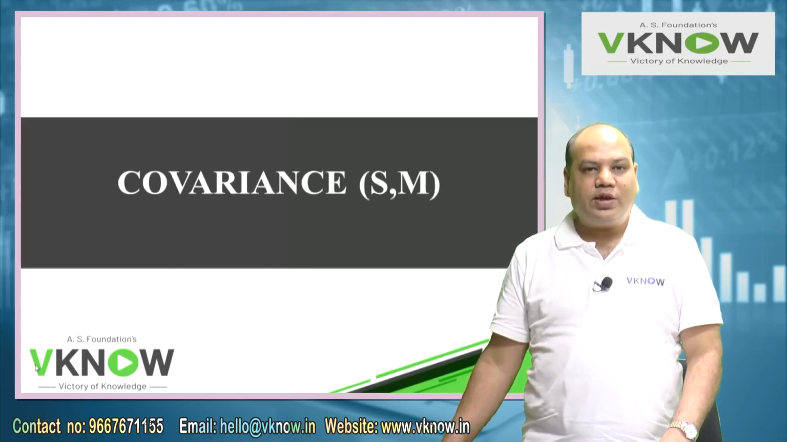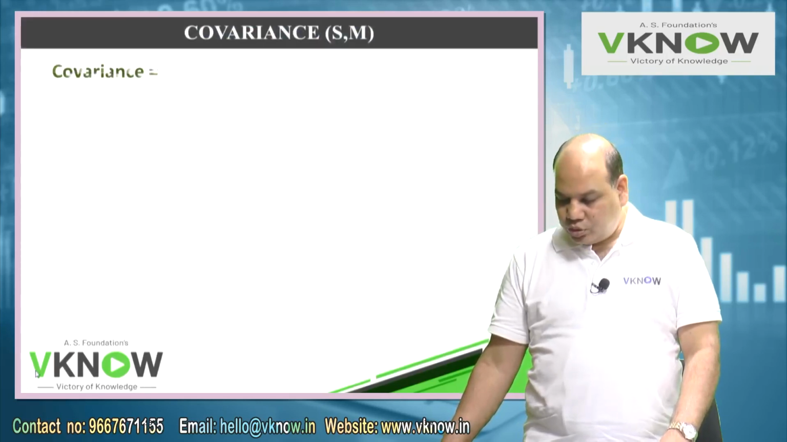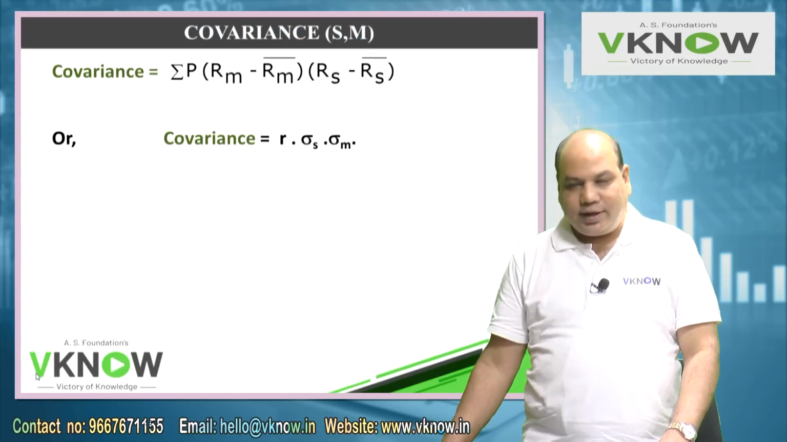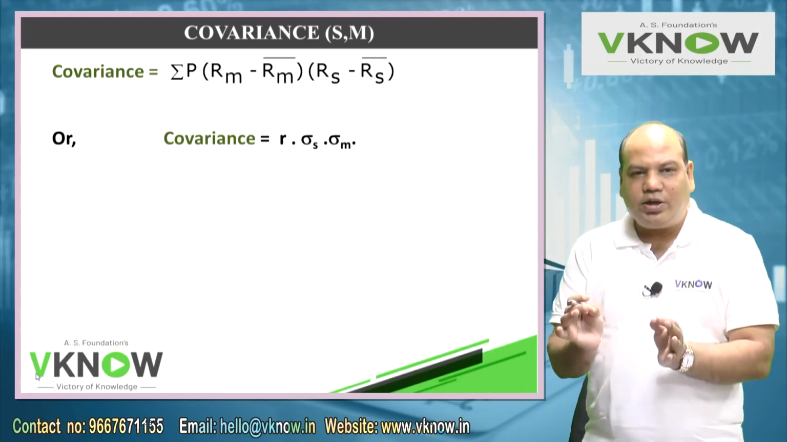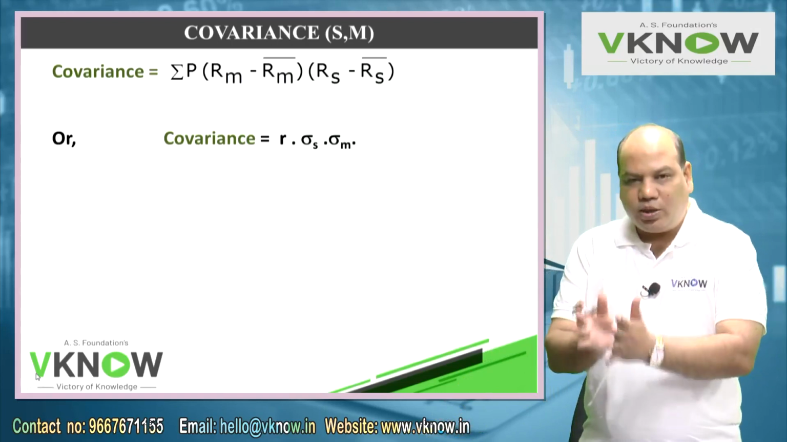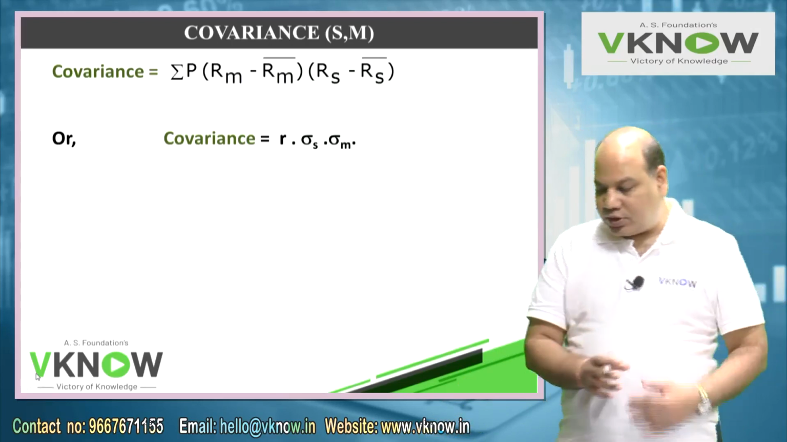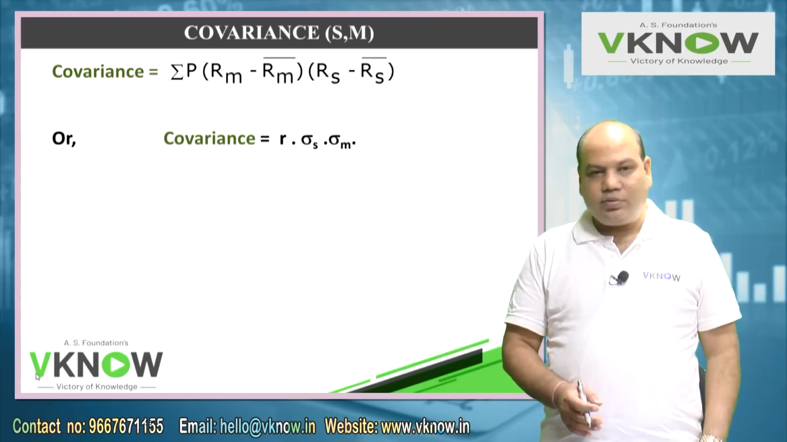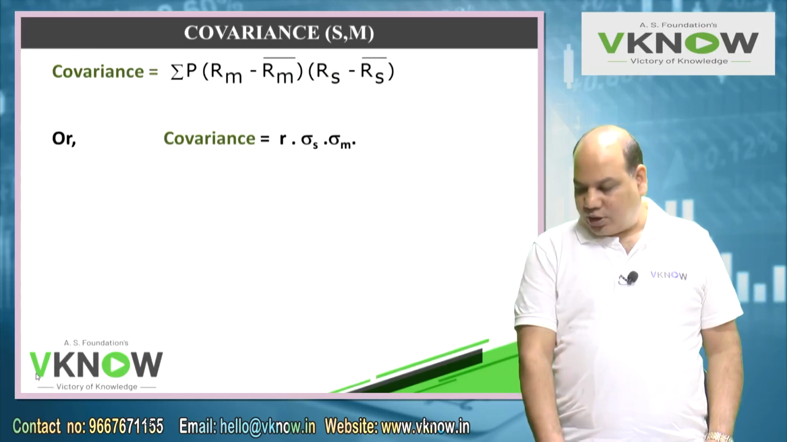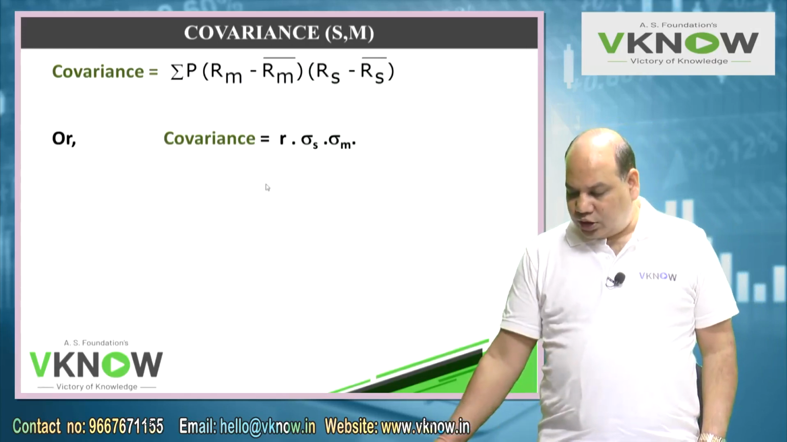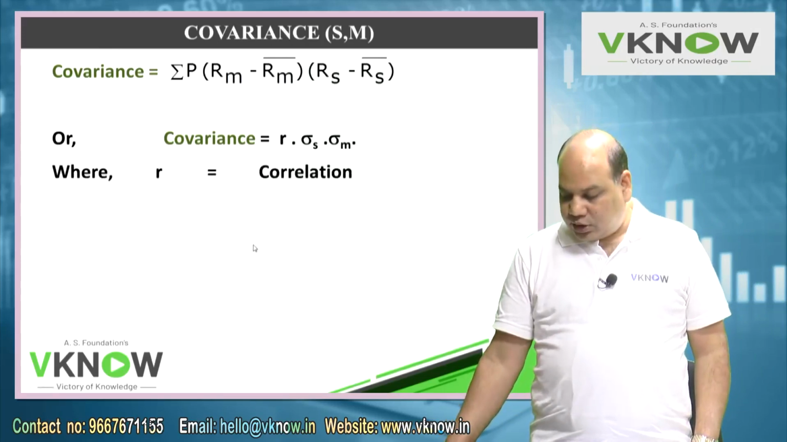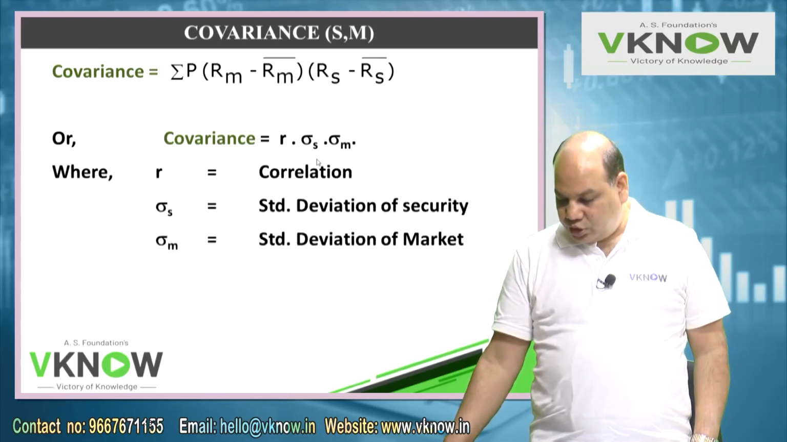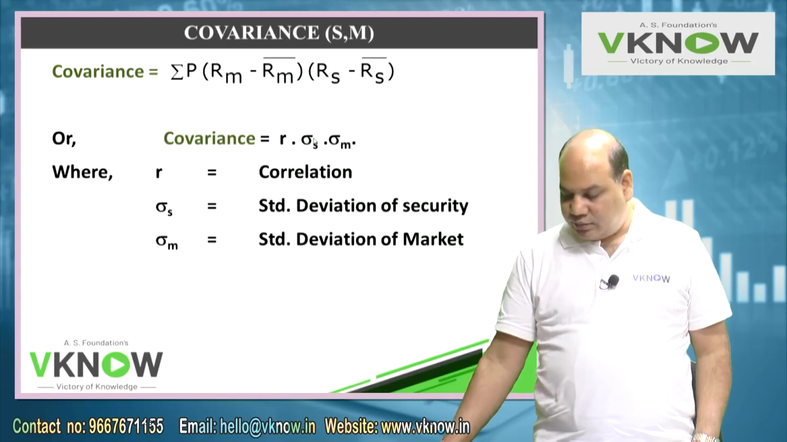Then we will compute covariance between two stocks. Covariance between two stocks depends on the kind of data given to you. If you are given expected data, future data, where probabilities are given, covariance will be summation p into Rm minus Rm bar into Rs minus Rs bar. If correlation is given, sigma s is given, sigma m is given, the formula is R into sigma s into sigma m. That will give you covariance between the stock and the market.